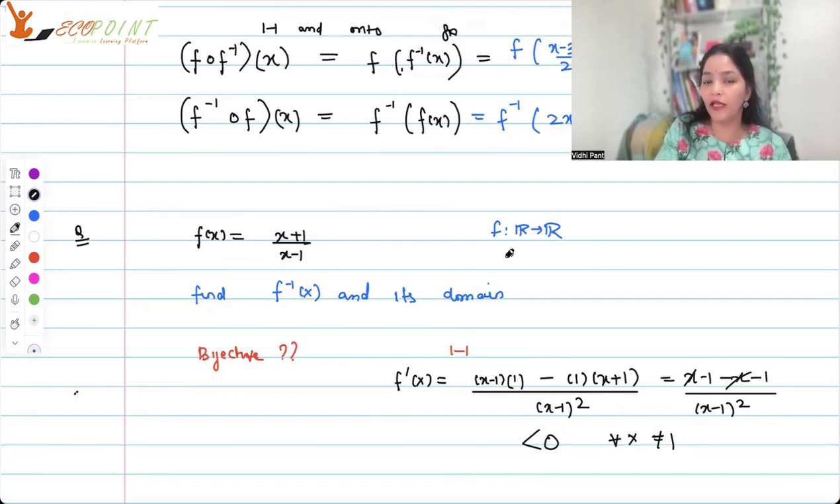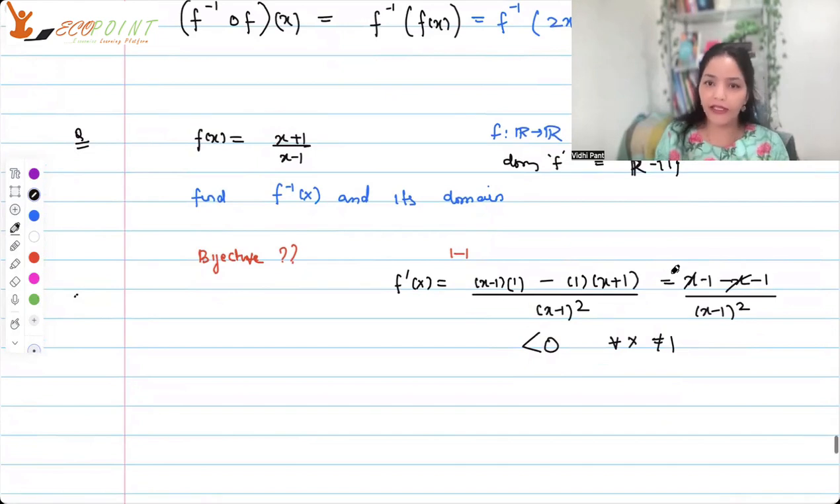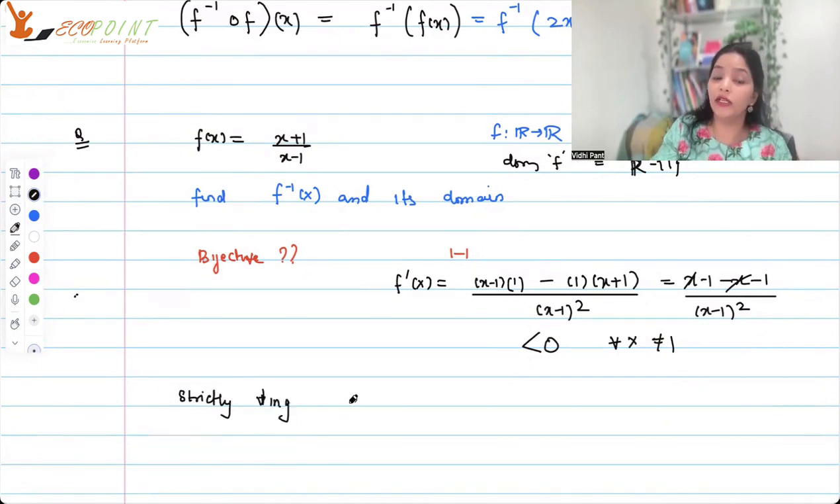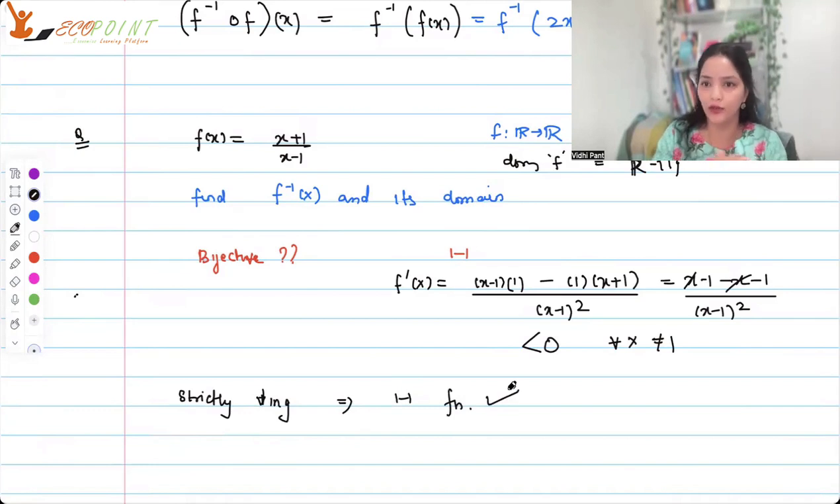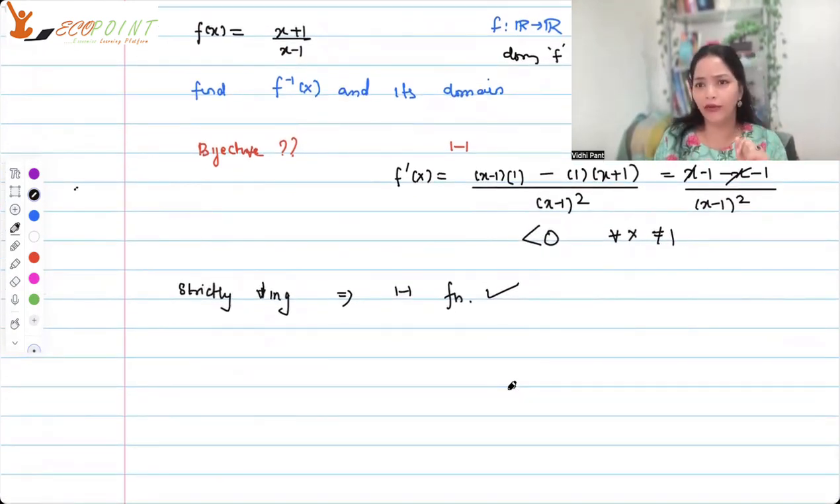And honestly, the domain of f is R minus 1, right? So for everything else, this is a strictly decreasing function. A strictly decreasing or strictly increasing function is a 1-to-1 function for sure. So that thing is sorted. It is a 1-to-1 function. Now, is it onto? I'll talk about that later. But before actually onto, let's try to see what would be the inverse if it exists.